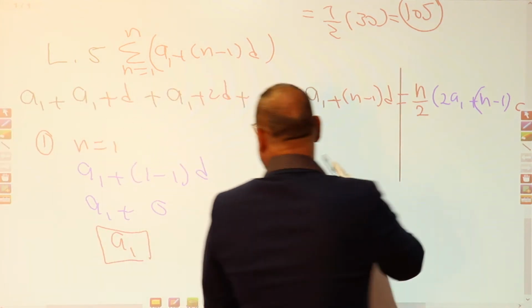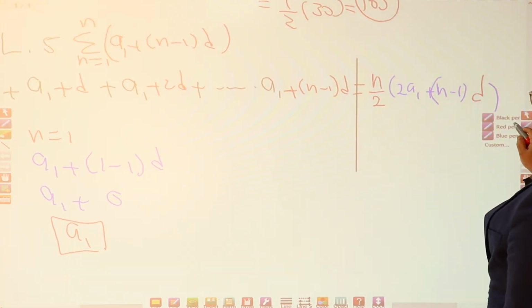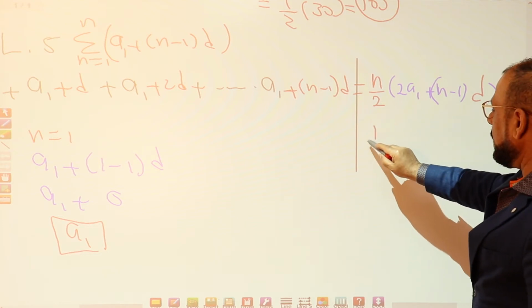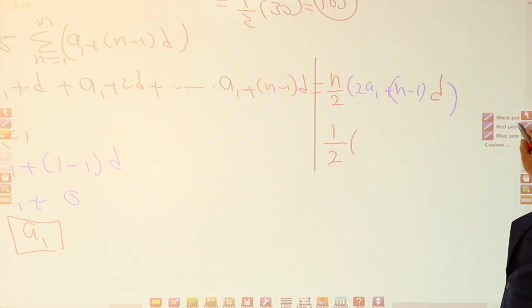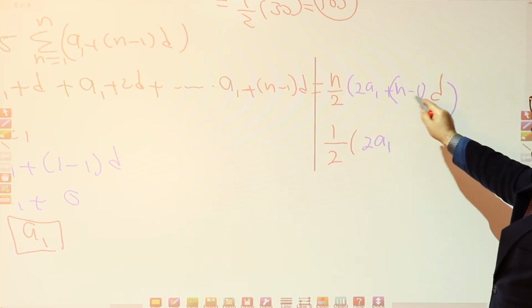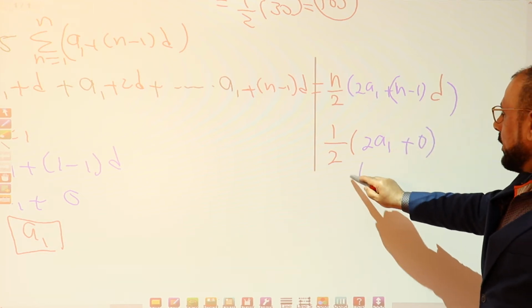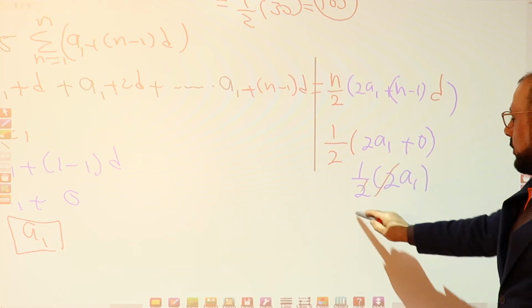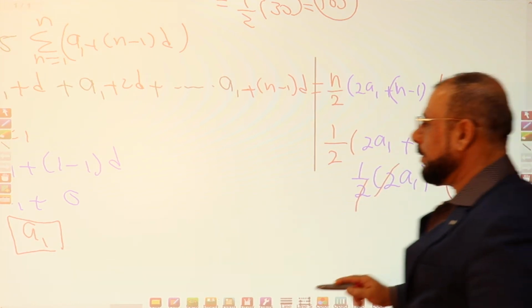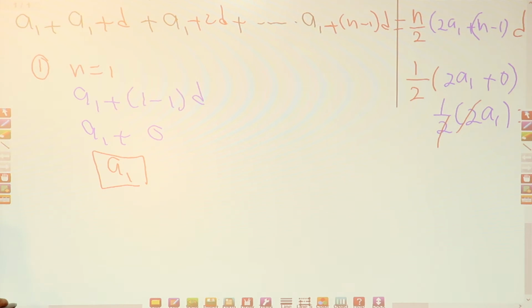My right side at n equal 1, just plug 1 in here. This is 1 over 2, because n is 1, times 2a1 plus 1 minus 1, which is 0, times d is 0. Then half times 2a1, cancel 2 with 2, it's a1. Good. Then we prove it at the first step, right?